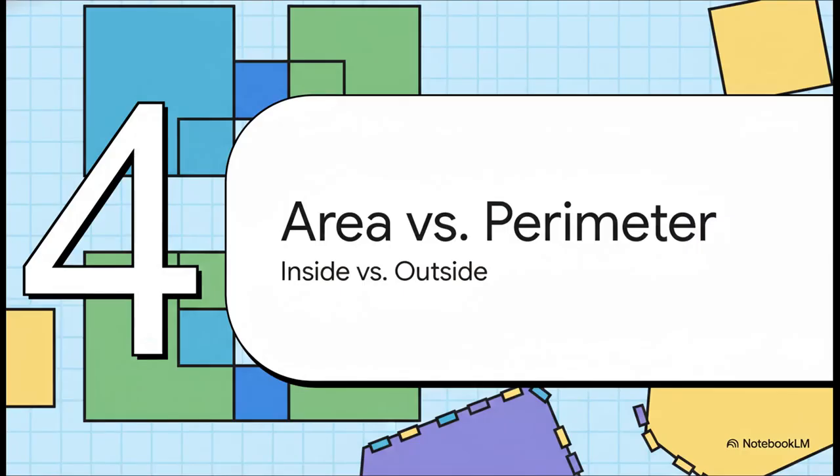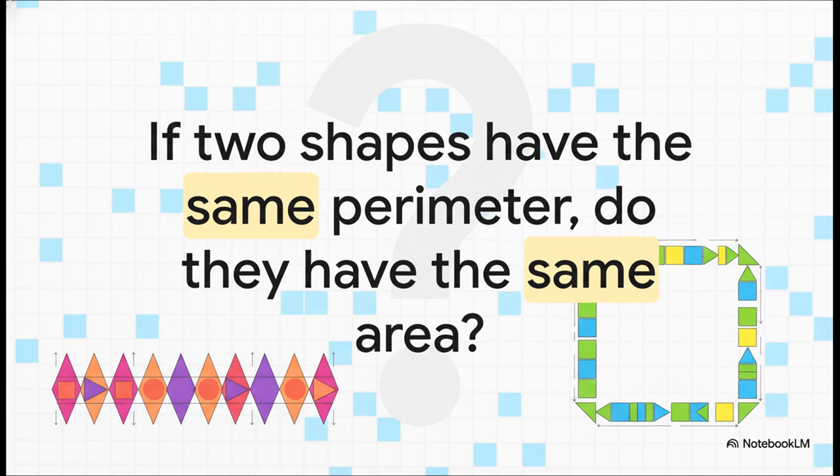Think about a field. The area is all the space inside the field, right? Where you'd plant your corn. The perimeter, that's just the fence that goes all the way around the outside. They're 2 completely different things. So, let me ask you a question.